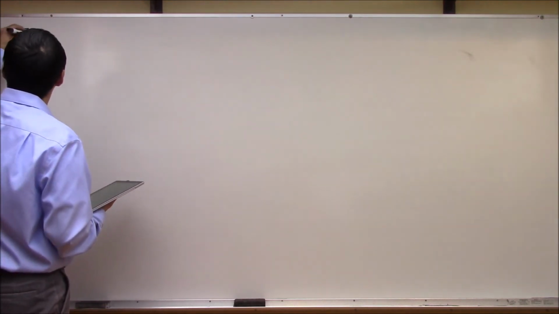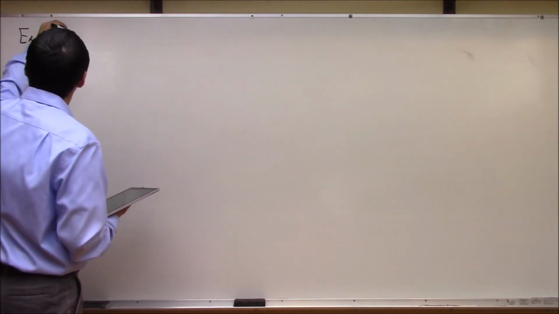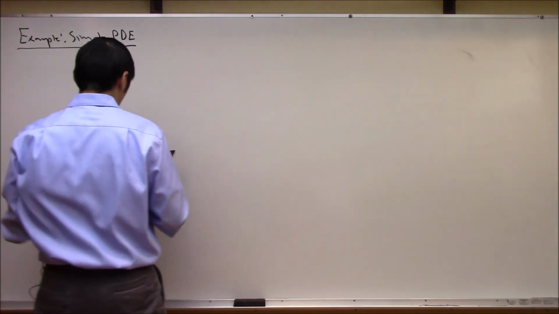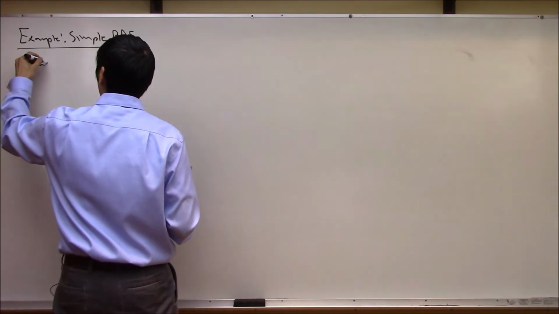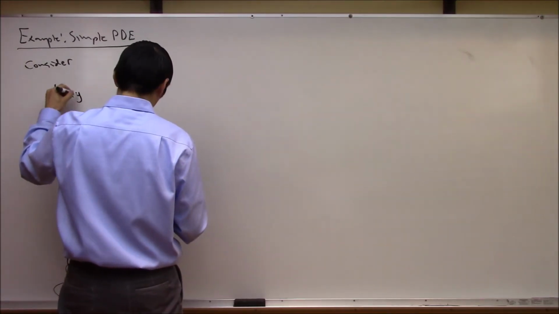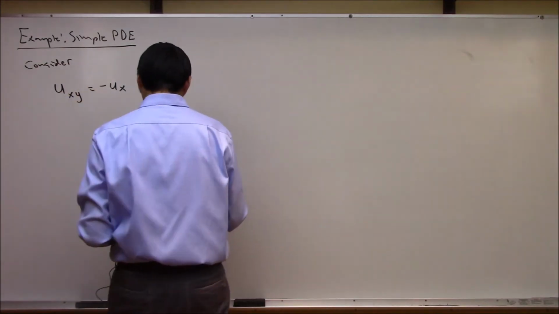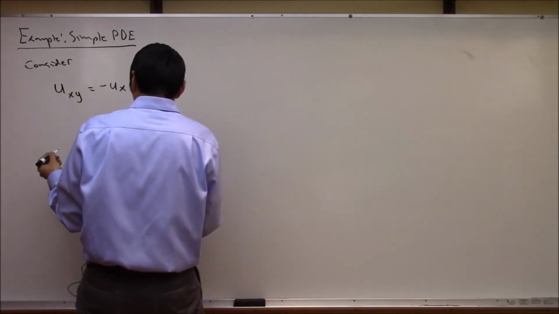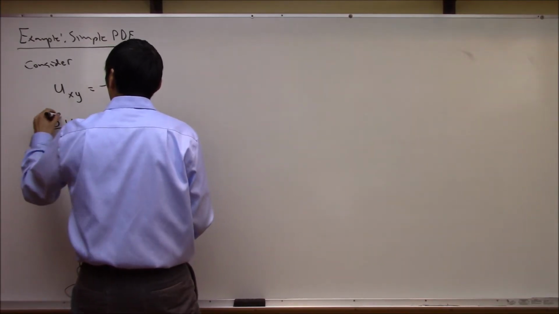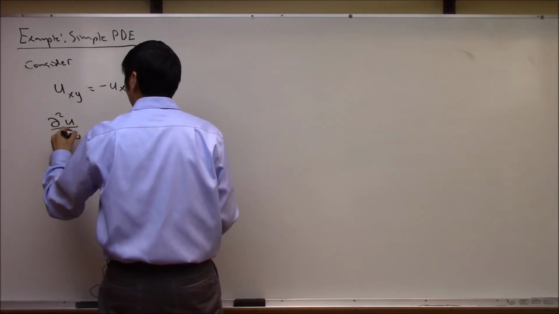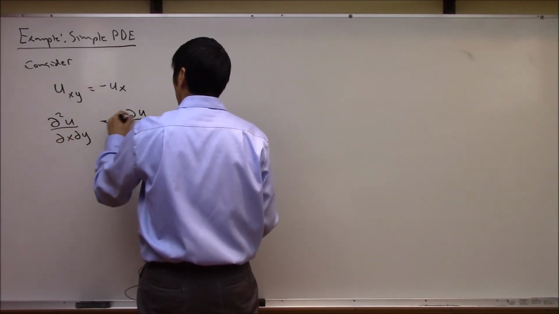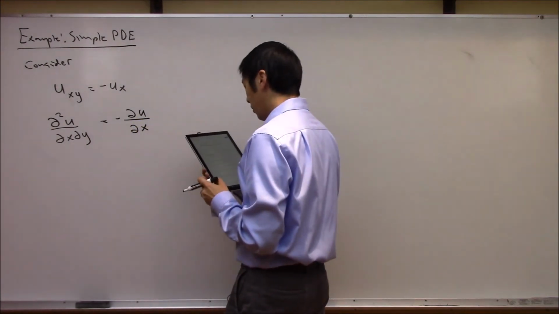So let's talk about an example of a simple PDE, and how I can solve this analytically. The PDE I'd like to look at here is u_xy is equal to minus u_x. Again, recall, this is shorthand notation for: I'm looking for a function u that satisfies the partial of u with respect to x and y is equal to the negative partial of the function u with respect to x. That's all the same thing.